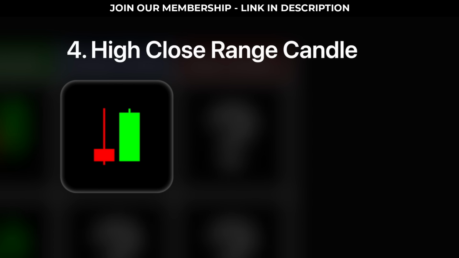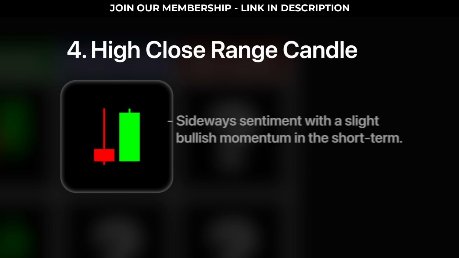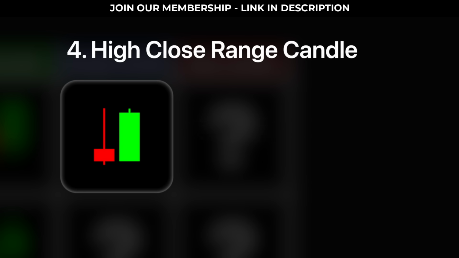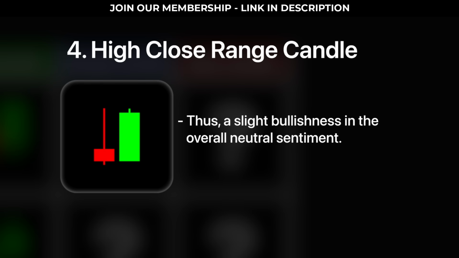Number 4. High close range candle. For this candle, we have a candle that closed inside the range of the previous candle and in the upper third of the current range. This shows that the sentiment is sideways, but there is a slight bullish momentum in the short term. The current candle shows that the buyers were able to overcome the sellers and close near the highs, thus indicating a slight bullishness in the overall neutral sentiment.